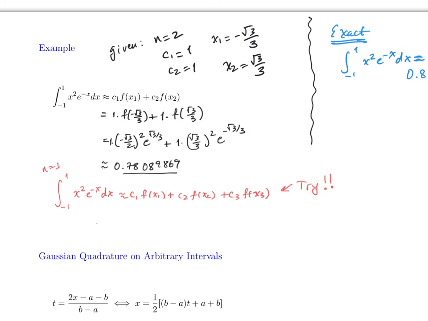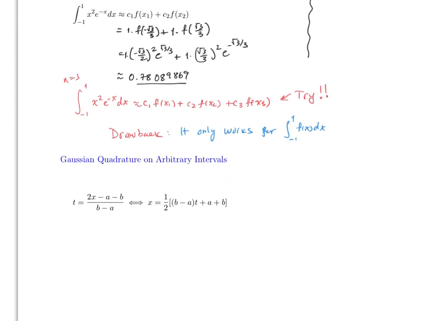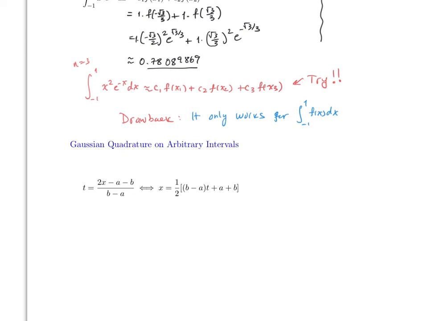and the drawback is that it only works for integrals from -1 to 1. Now most integrals are usually not from -1 to 1. Luckily, you can just do a change of variable and change everything into -1 to 1, and that's what the next part will do. So this will be the Gaussian quadrature for an arbitrary interval. This is the formula you're going to use to change it.